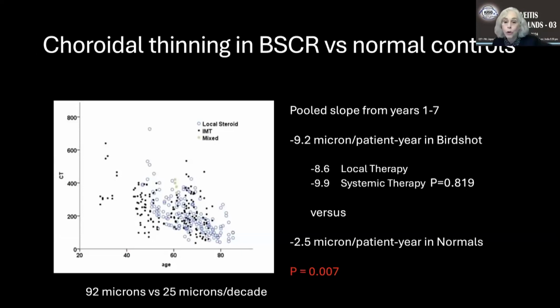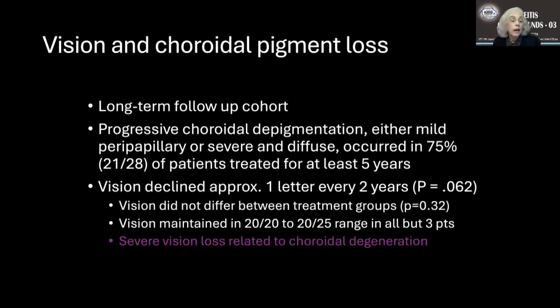This is an age group usually where the patients are also undergoing aging changes, and I think that this is also quite damaging. So to sum up, in a long-term follow-up choroid cohort, I am associating progressive choroidal depigmentation, in most of the patients who were treated for at least 5 years, and also correlating this with vision loss, which generally is slow, but if there's severe vision loss, it's related to choroidal degeneration. And so thank you for your attention.